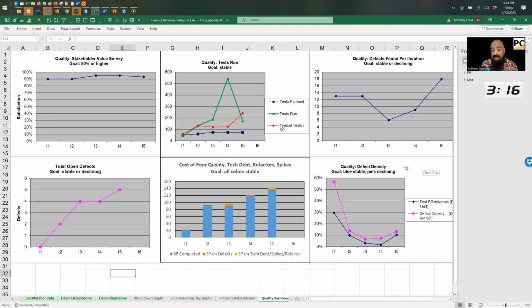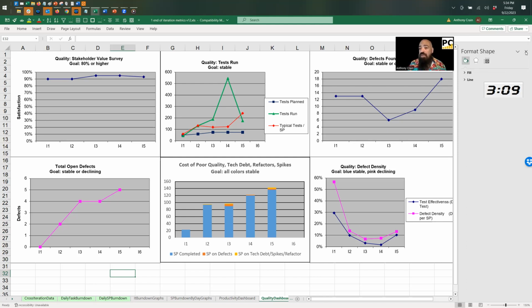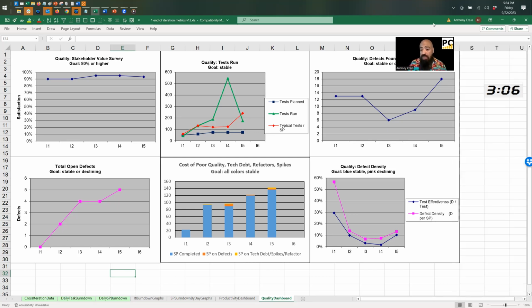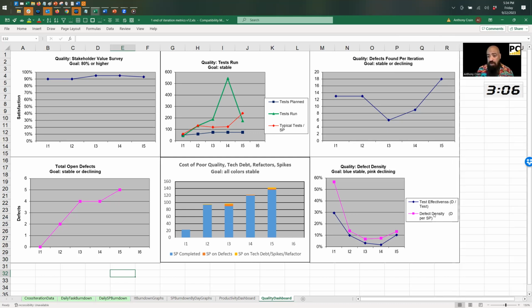Last one here is defect density. So we have 2 types of it. The pink one is, I got a window blocking me here. Okay. The pink one is your defects per story point. Or you could also do defects per line of code. That's more traditional, but some people don't know how to count lines of code. So you can do defects per line of code, otherwise per story point. But the blue is tests run per story point. And so, defects found per test, defects per test.